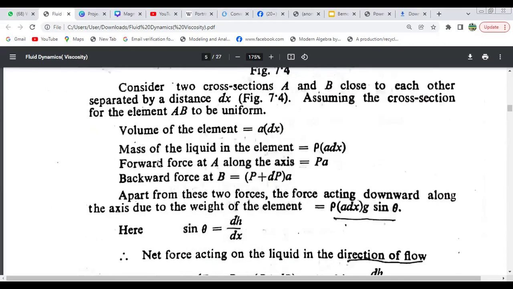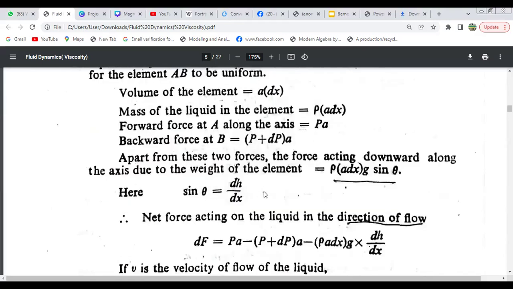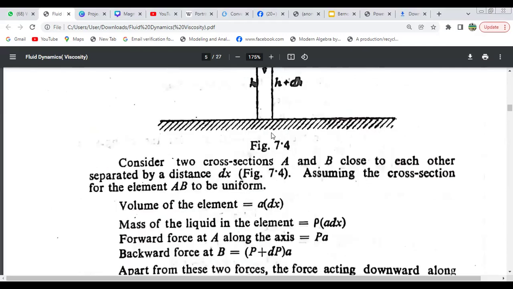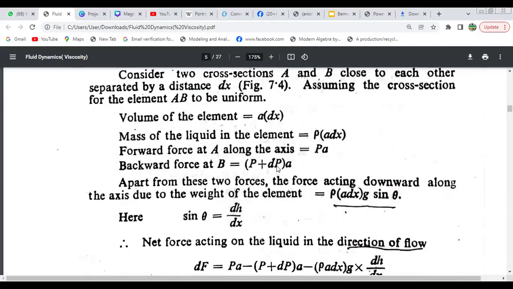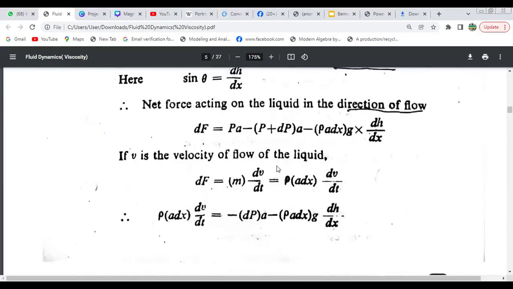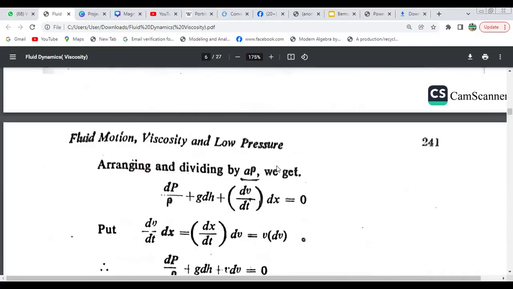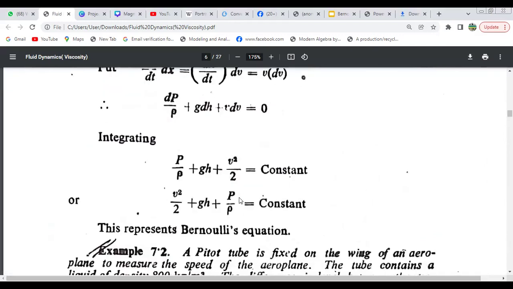The volume of the element will be this, and the mass of the liquid will be this. So the forward force will be PA and the backward force will be (P plus dP) A. In this case, the downward force along the x-axis will be rho A dx g sin theta. Sin theta equals ds by dx, from the figure. We can use this method also for finding Bernoulli's equation. So just integrating, we get this.